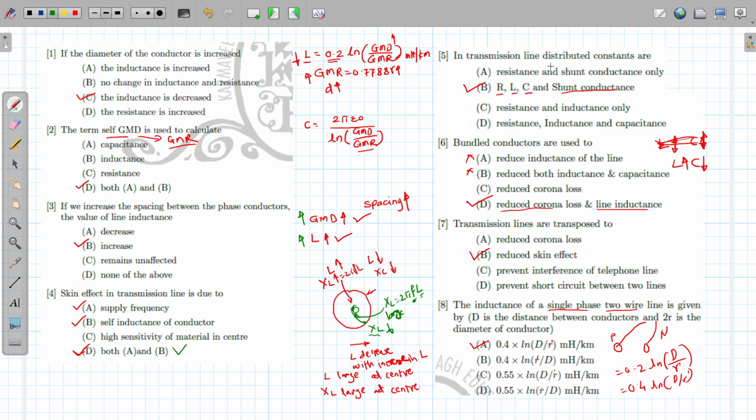In transmission line, distributed constants are R, L, C and shunt conductance; these are distributed entirely over the transmission line. The bundled conductors are used too.